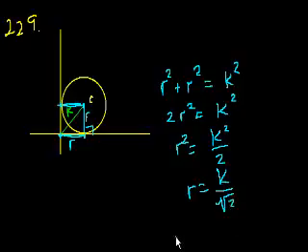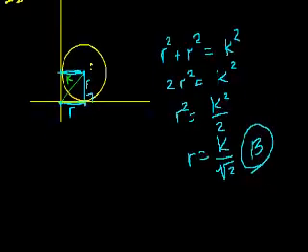Do they want us to rationalize? No, that's one of the choices. Sometimes they want you to get the square root of 2 in the numerator. At least when I used to take algebra, they used to harp on that a little bit. But anyway, this is choice B. Next question.